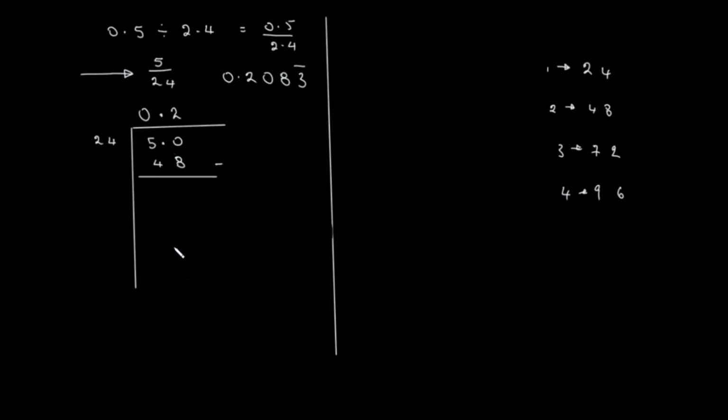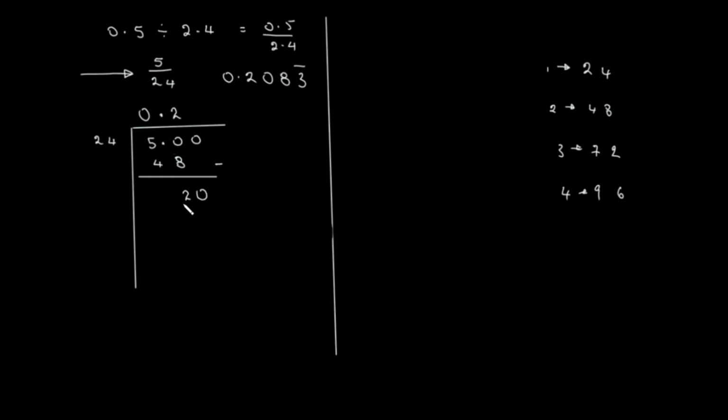Do the subtraction to find what the remainder is. We're only talking about the digits now. The decimal places look after themselves. 48 from 50 leaves 2. Is that right? 2 times 24, 48. Okay. Put a naught. Bring it down.